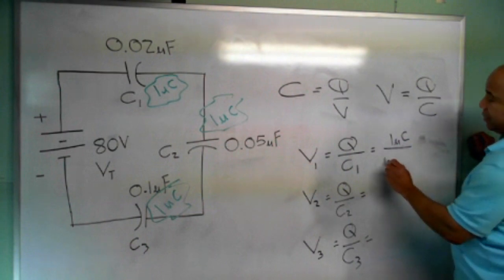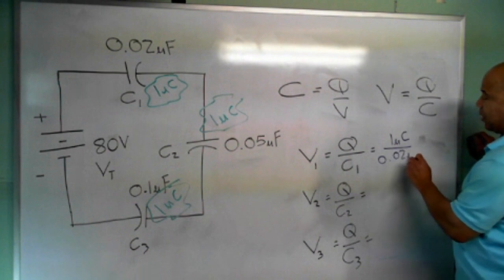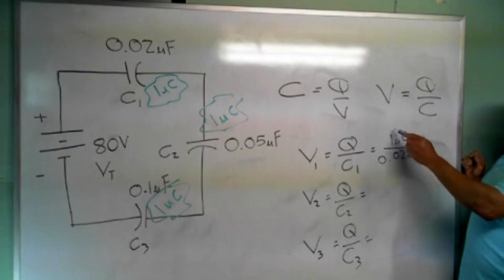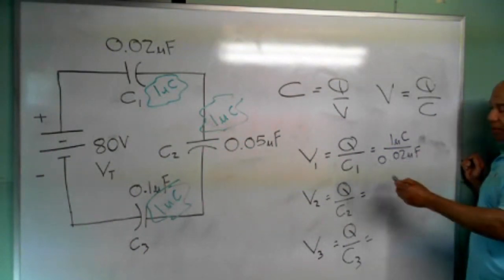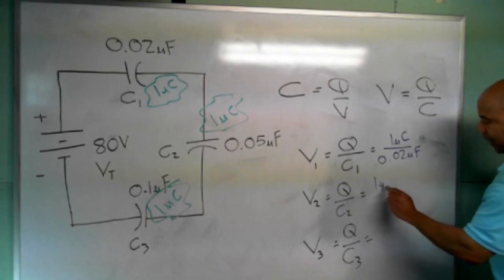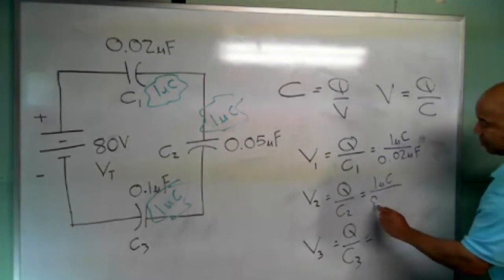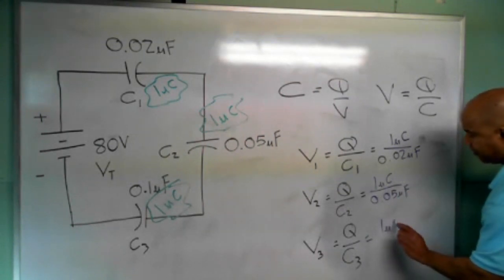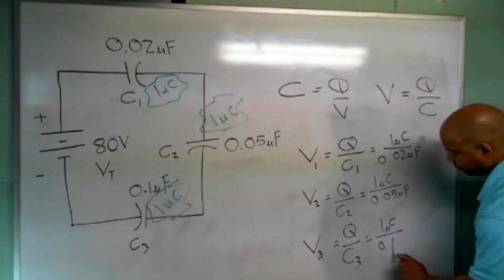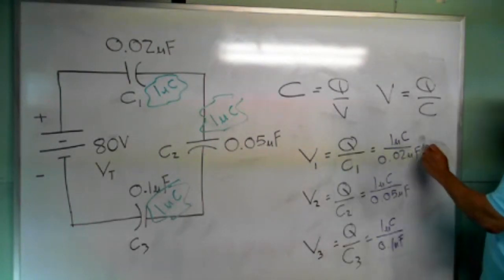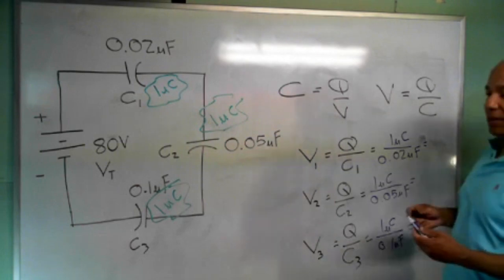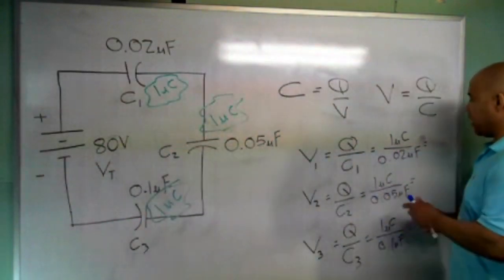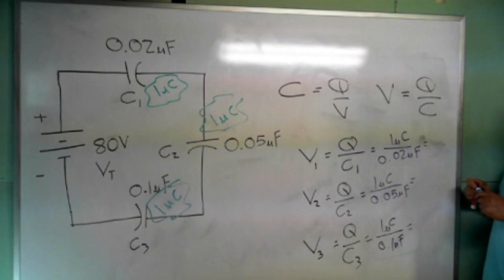But this is 0.02. Now notice I got microcoulomb and microfarad. If you leave this as microcoulomb and microfarad, then that's going to cross out. So I can just take 1 divided by 0.02. That's kind of nice. So I got 1 microcoulomb on 0.02, and then 1 microcoulomb on 0.1. All right. So this should do it for us. So let's finish this up. What do you get when you divide 1 by 0.02?